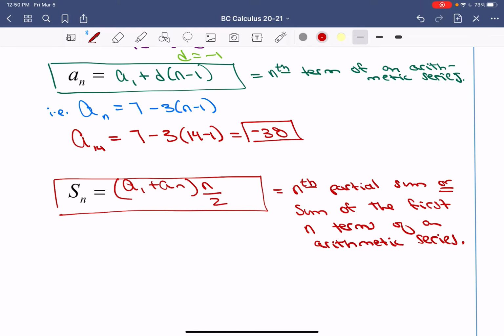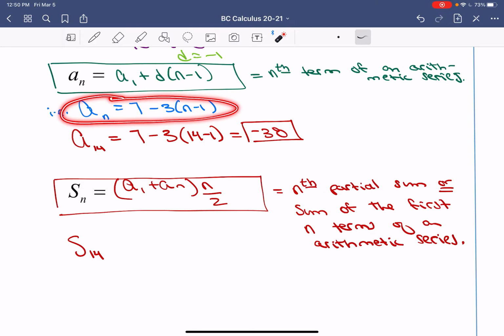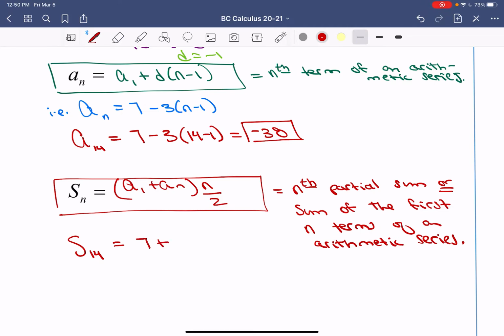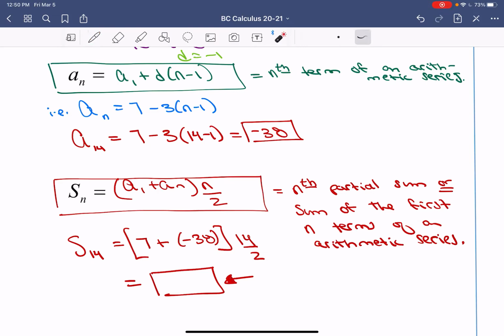So here, for example, if I wanted the summation of the first 14 terms, where I am given this definition of a sub n, that would equal the following. That would equal a sub 1 plus a sub n. What is a sub 1? 7, plus a sub n, or a sub 14, is negative 38. All of that times 14 over 2. And you can figure out what this number is. The point is, this number is the summation of the first 14 terms. This is the 14th term, okay?